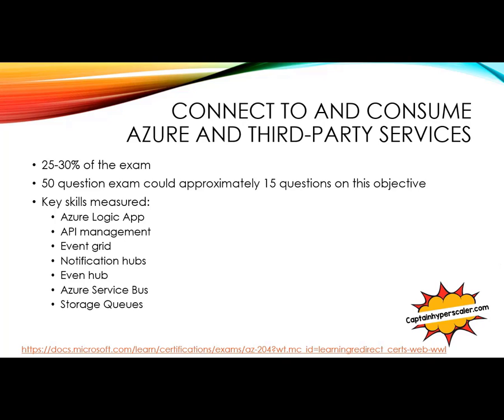So the next piece, again, is weighted just as much as the previous objective area: Azure Services and third-party services. So this one is where we find Logic Apps, API Management, Event Grid, Notification Hubs, Event Hubs, and all of those serverless messaging and essentially free services for the most part, with the exception of what it uses in terms of storage.